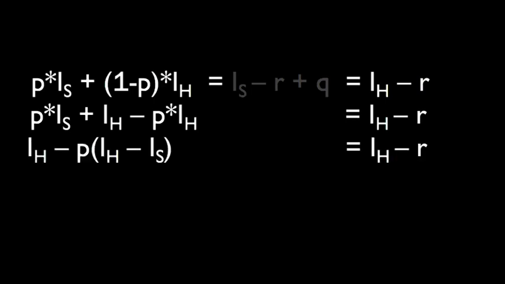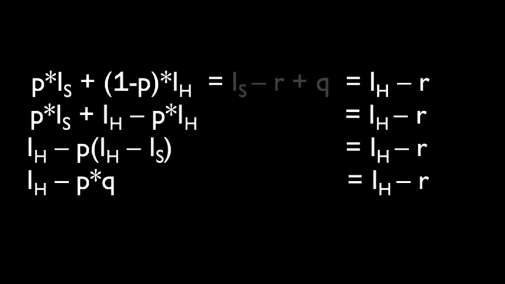Step 2, we can factor out the P and move the IH to the front when you're looking at the left-hand side. Step 3, recognize that we just solved for Q, and Q equaled IH minus IS. So wherever we see the IH minus IS, we can just plug in a Q.